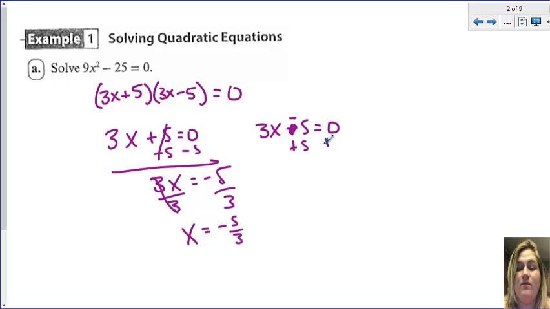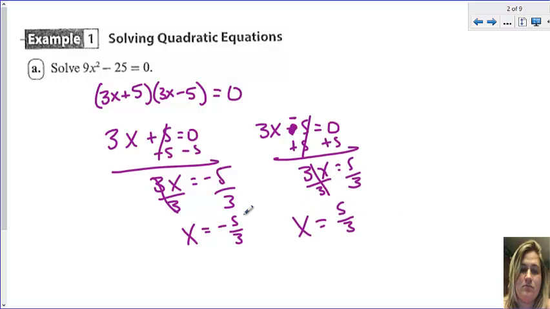Over here I'm going to add 5 to both sides. So I get 3x equals 5. Divide by 3 on both sides. x equals 5/3. So that's my solution.